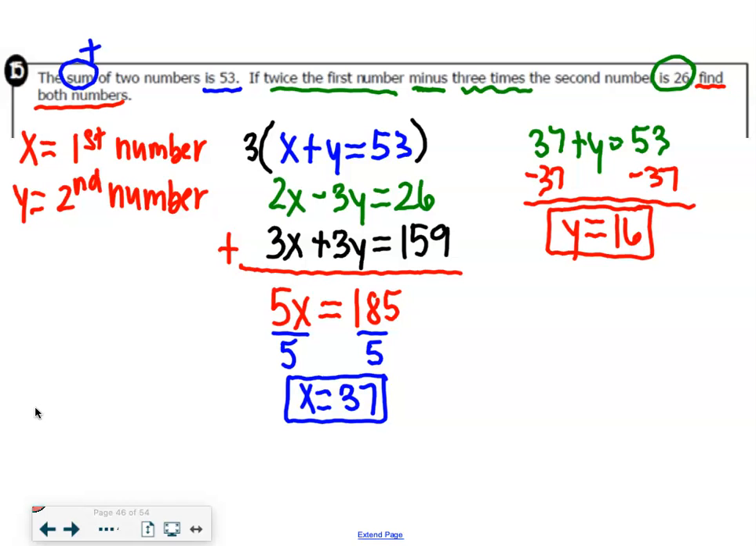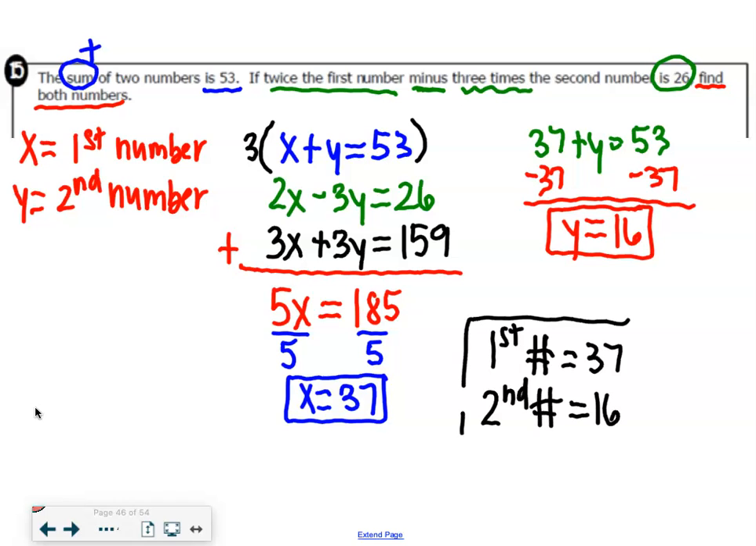But then since it is a word problem, we have to kind of write out what our answers mean. So I'm going to say my first number equals 37, and my second number equals 16. There we go. See? Not so bad. It just takes a little bit more time than what our other problems had done.